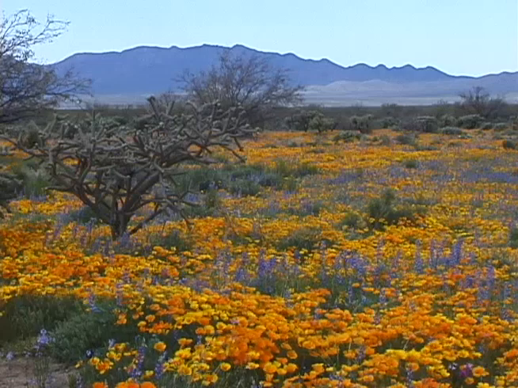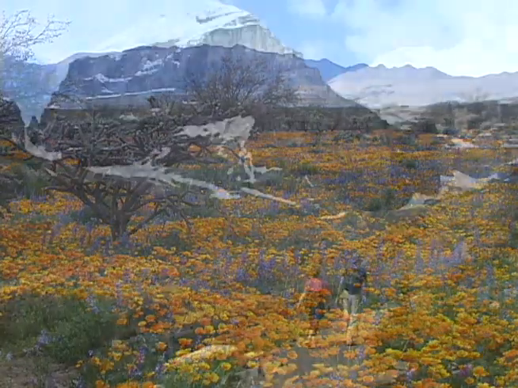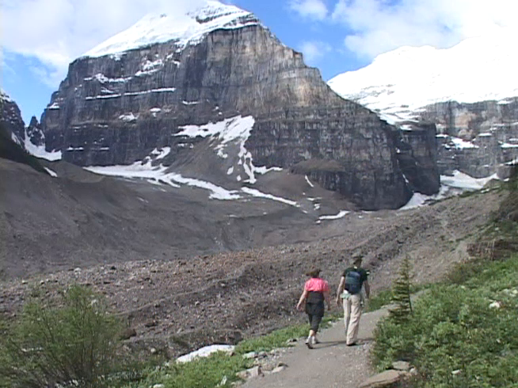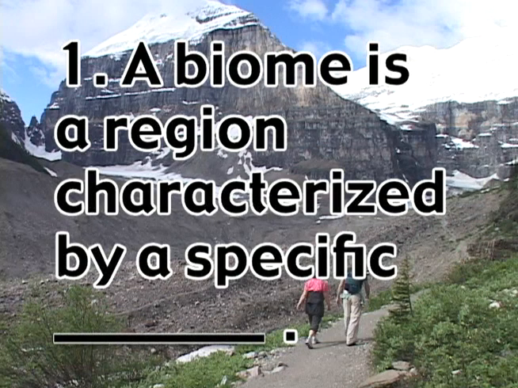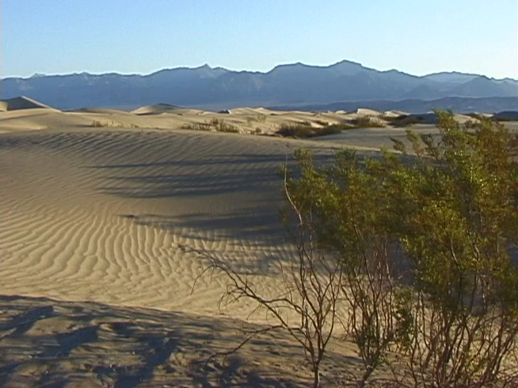Fill in the correct word to complete the sentence. Good luck, and let's get started. Number 1. A biome is a region characterized by a specific. Number 2. Deserts tend to have a very climate.